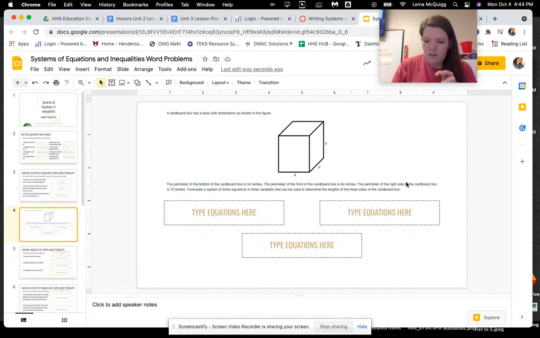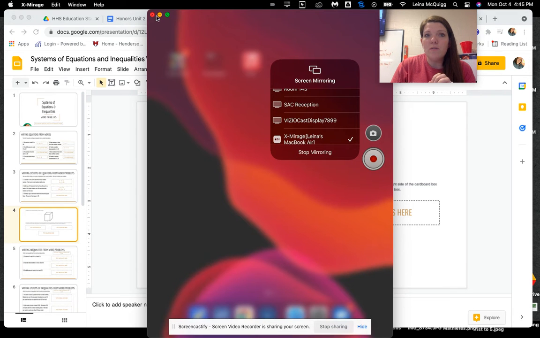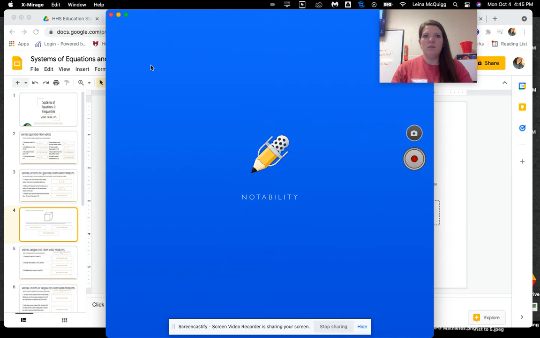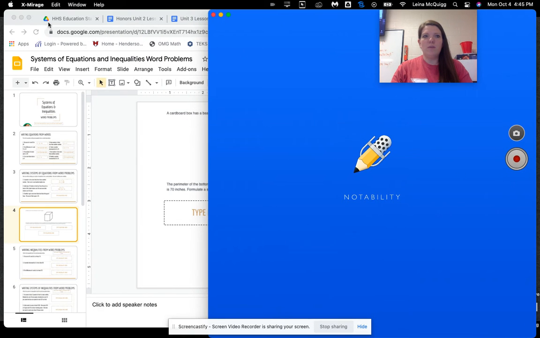The perimeter of the right side of the cardboard box is 70 inches. Formulate a system of 3 equations in 3 variables that can be used to determine the lengths of the 3 sides of the cardboard box. Okay, so what we want to figure out is what X, Y, and Z represent. We've been given the perimeter of certain sides of the box, all right? So let me pull up a note here and we will write some equations.